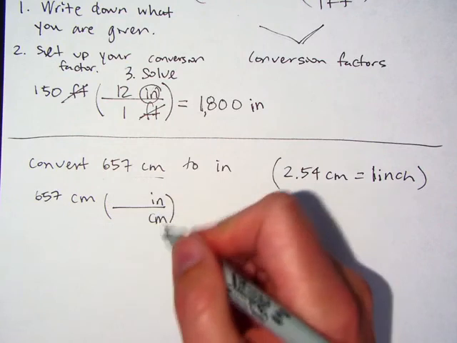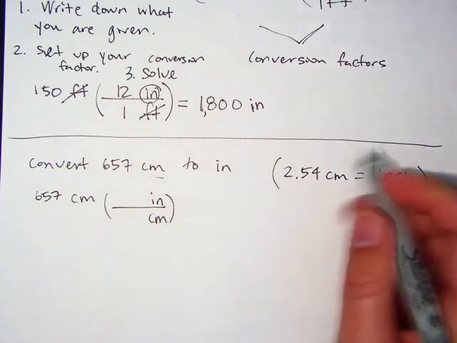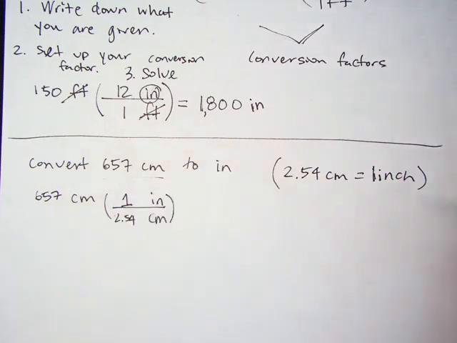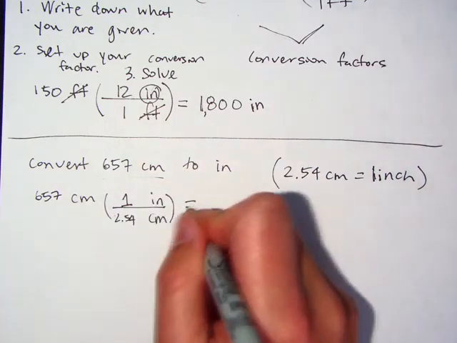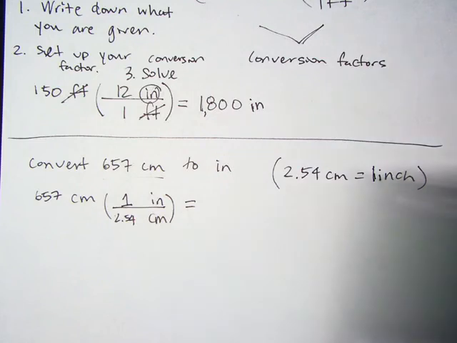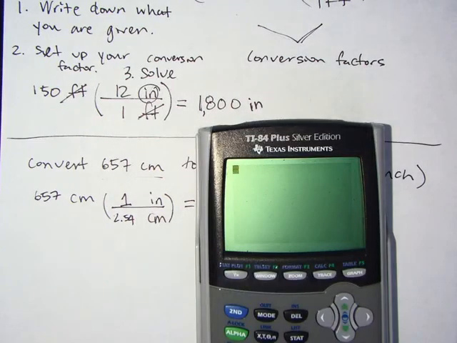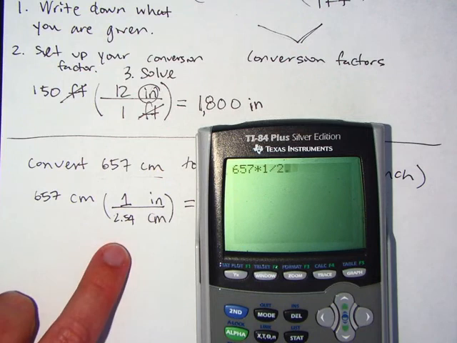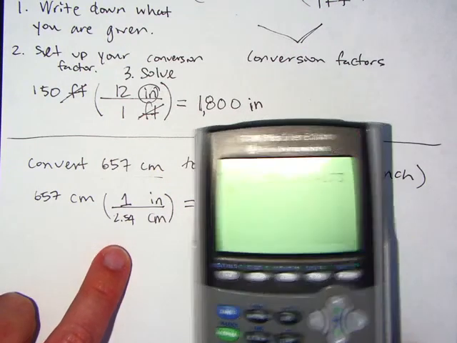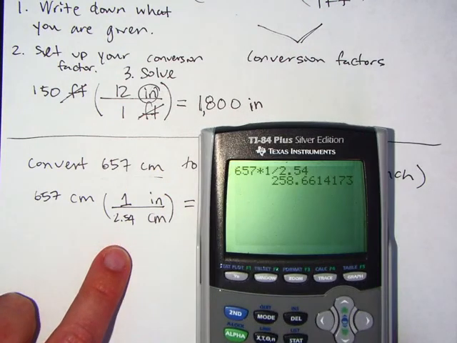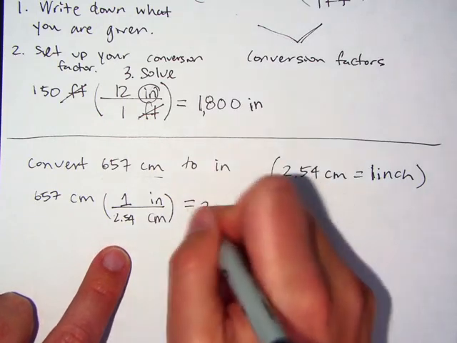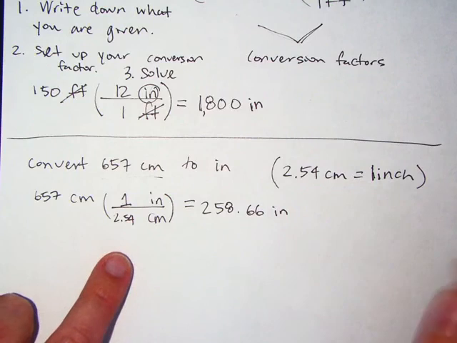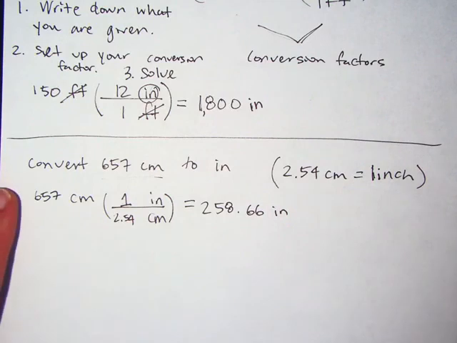Some people like to write the letters in first, and then they fill the numbers in. If that helps you, great. So we know that there's 2.54 centimeters in 1 inch. In this case, we're not multiplying but dividing, right? We take 657 times 1, which you can put in there if you want, but you don't have to, divided by 2.54. And the answer we get is 258.66 inches. How many of you guys got that?